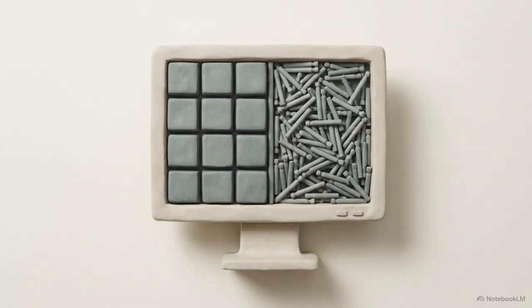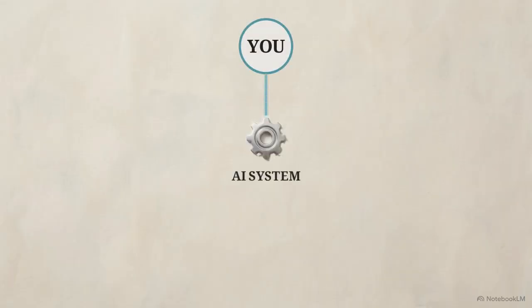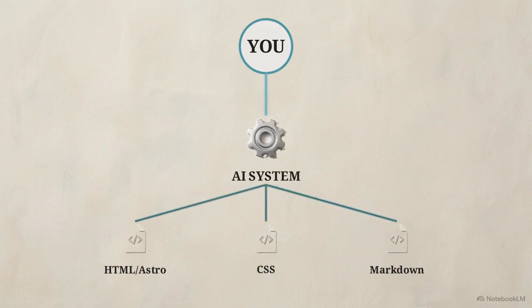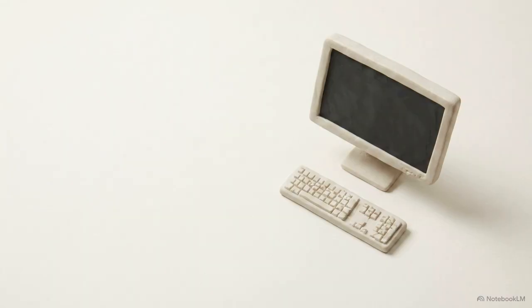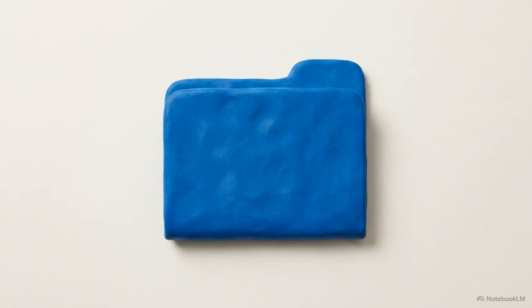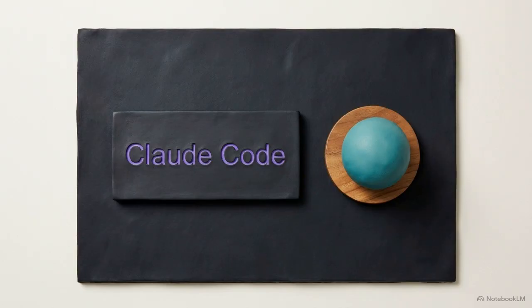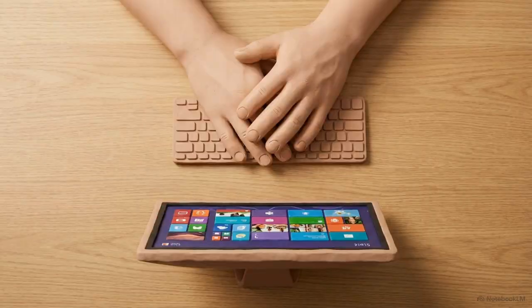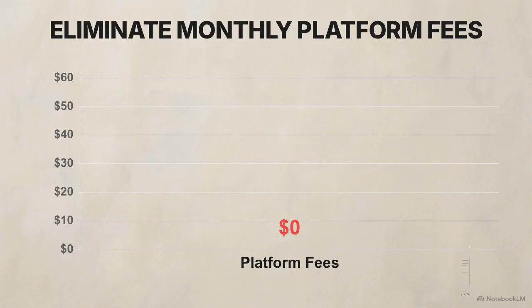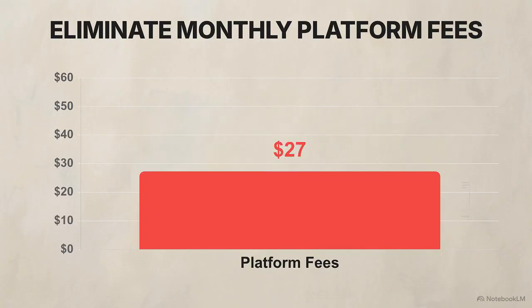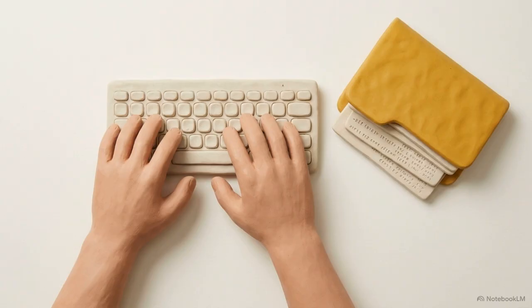Instead of moving blocks or writing syntax manually, you act as the strategic boss of an AI system that handles the execution. This method requires 3 simple tools: a folder on your desktop, the Claude Code assistant, and a free GitHub account. You'll be directing the build without manually typing a single line of code. Mastering this workflow removes the need for monthly platform fees. It gives you absolute root-level ownership of your digital assets without requiring a computer science degree.